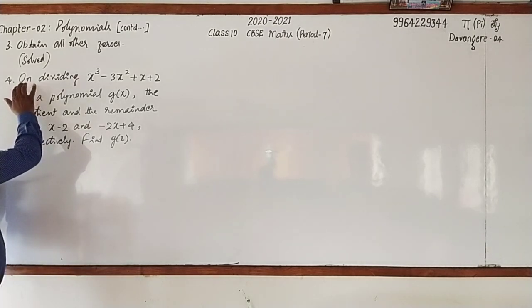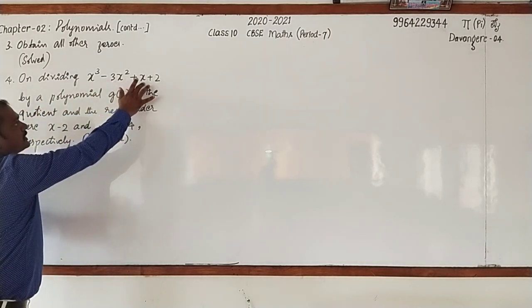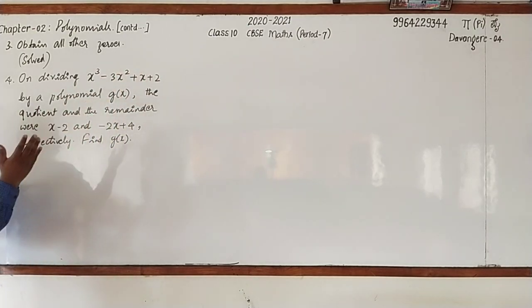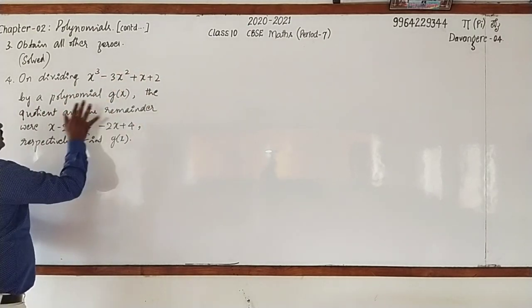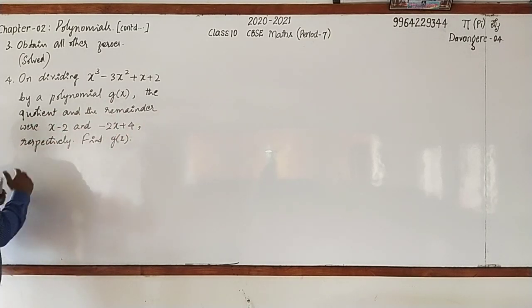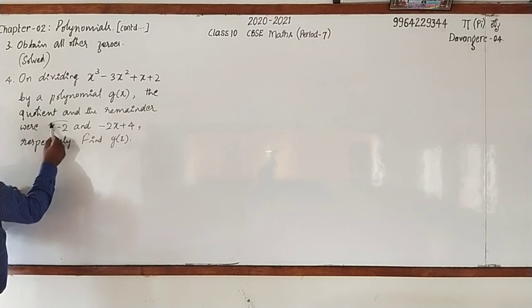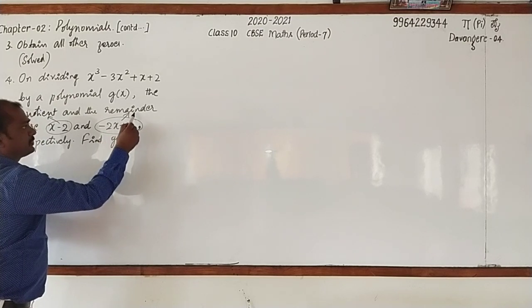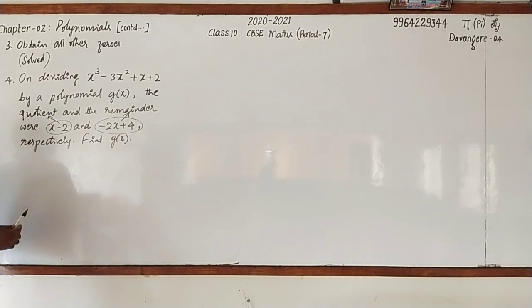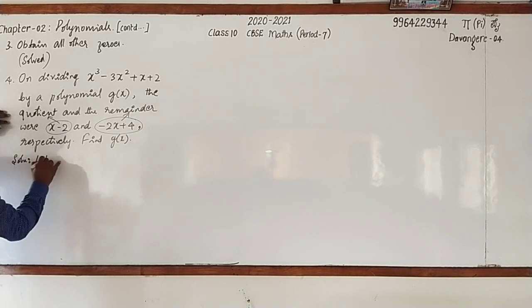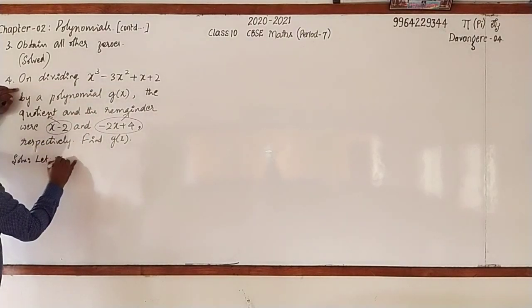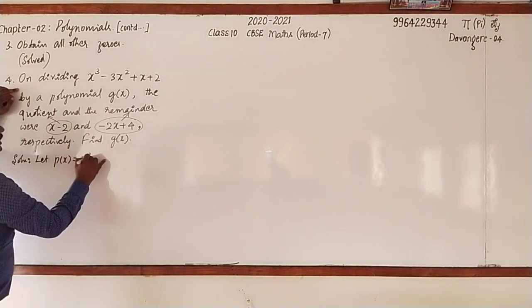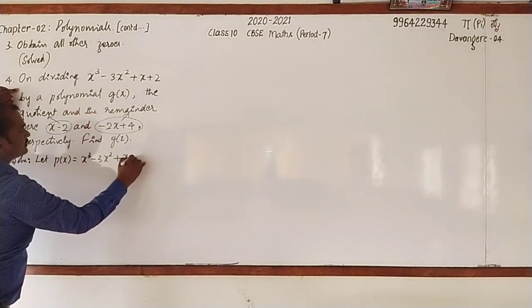Observe this. On dividing x cube minus 3x square plus x plus 2 by a polynomial g of x, we do not know what it is, the quotient and remainder were x minus 2 and minus 2x plus 4. x minus 2 is quotient and minus 2x plus 4 is remainder. Now we have to find out g of x. Very simple one. We can write, I am going to take the given polynomial as p of x. p of x is equal to x cube minus 3x square plus x plus 2.